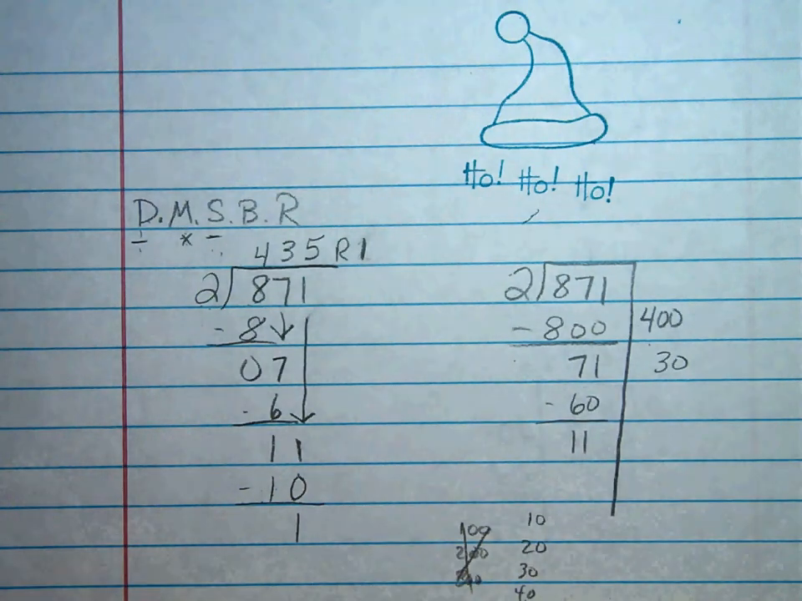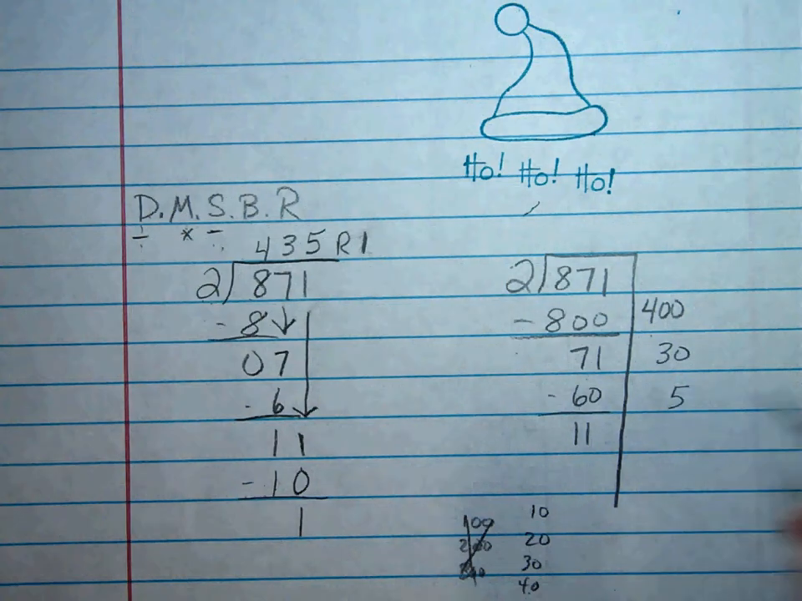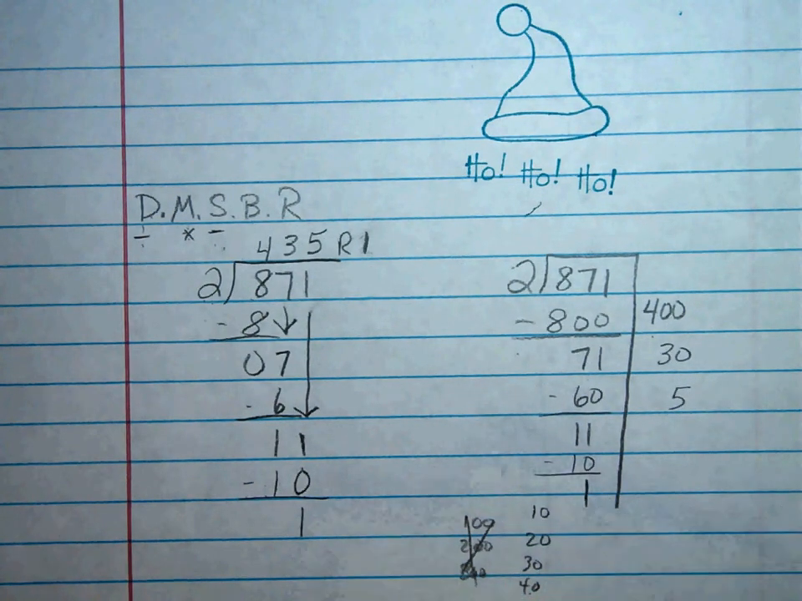Now I can use basic facts. Now I'm close. What basic fact multiplied by 2 gets me close to 11? Jalen? What can I multiply by 2 to get me close to 11 without going over? 5. Good job. Put the 5 there. Multiply it by 2. I get 10. Subtract. There's 1 left over.